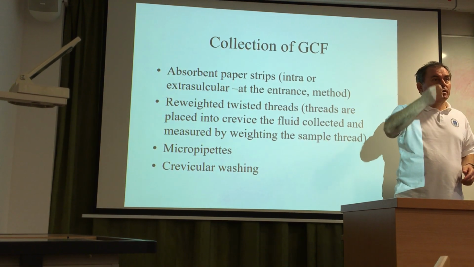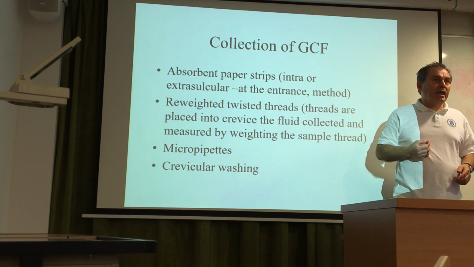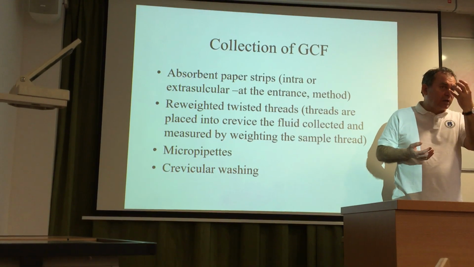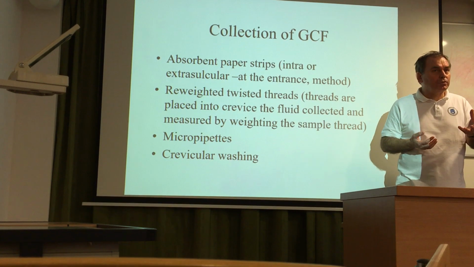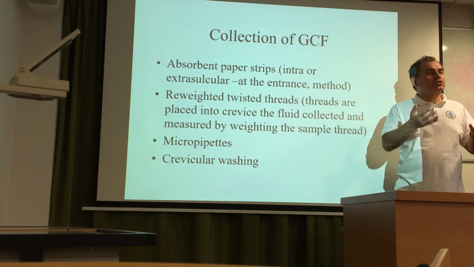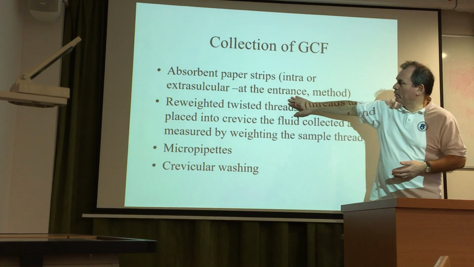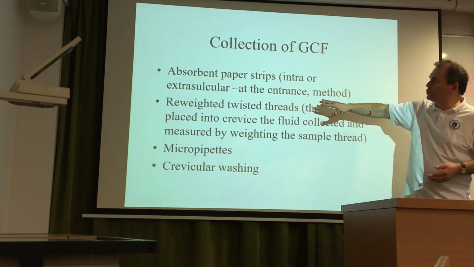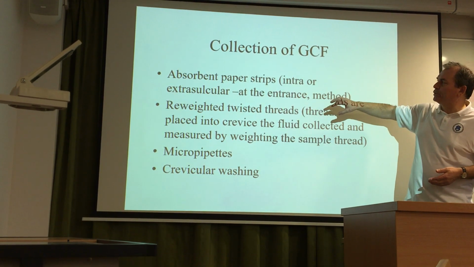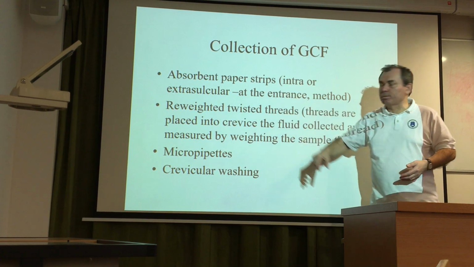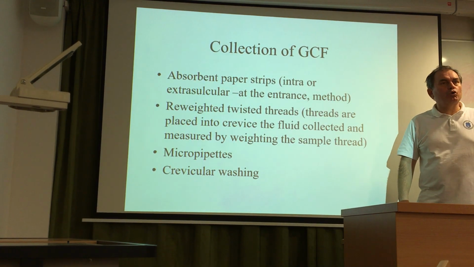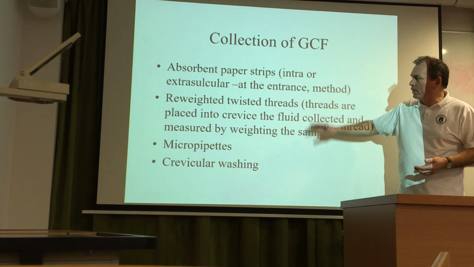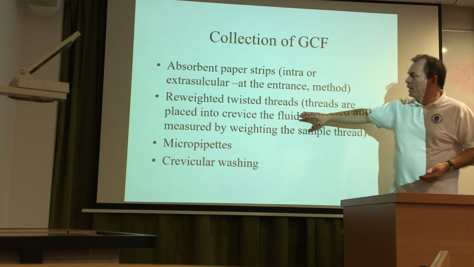Little paper strips are inserted into the sulcus, and these paper strips become wet, and you may use different methods to estimate the production of the fluid. So we have intra- or extra-sulcular methods with absorbent paper strips to measure the fluid production. When it is too high or too low, it could be pathology.